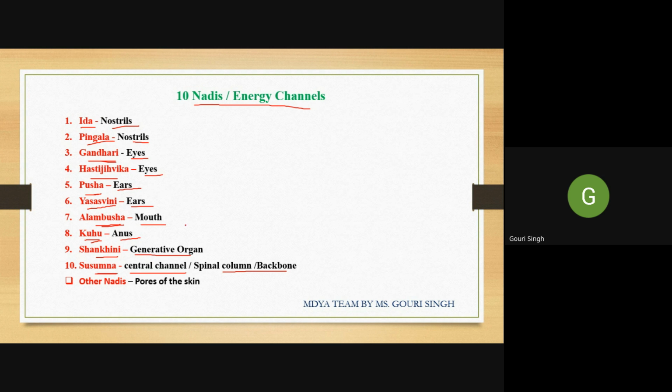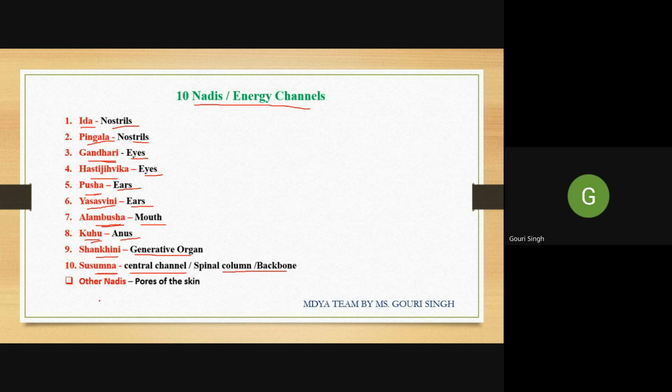So here it is not defined which ear, which eye, which nostril. It is not defined in Siddha Siddhanta Paddhati, but in Vasishtha Samhita they clearly mention which nadi is associated with which eye. It is easy to remember: Ida and Pingala are the nostrils, Gandhari and Hastajivika are the eyes, Pusa and Yashaswini are the ears, Alambusa is the mouth, Kuhu is associated with the anus, Sankhini is associated with the generative organs, and Susumna, as we know, is the central channel or spinal column.